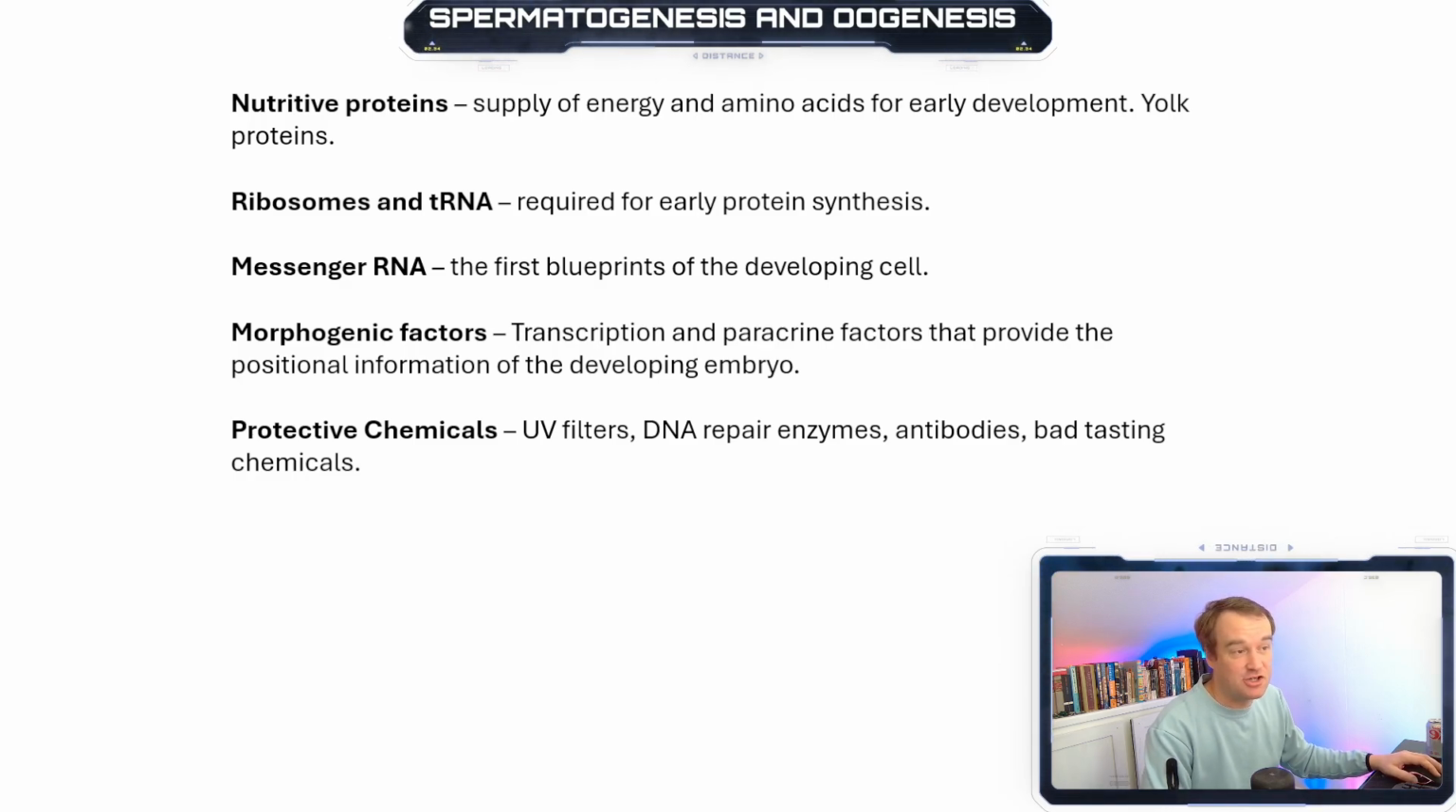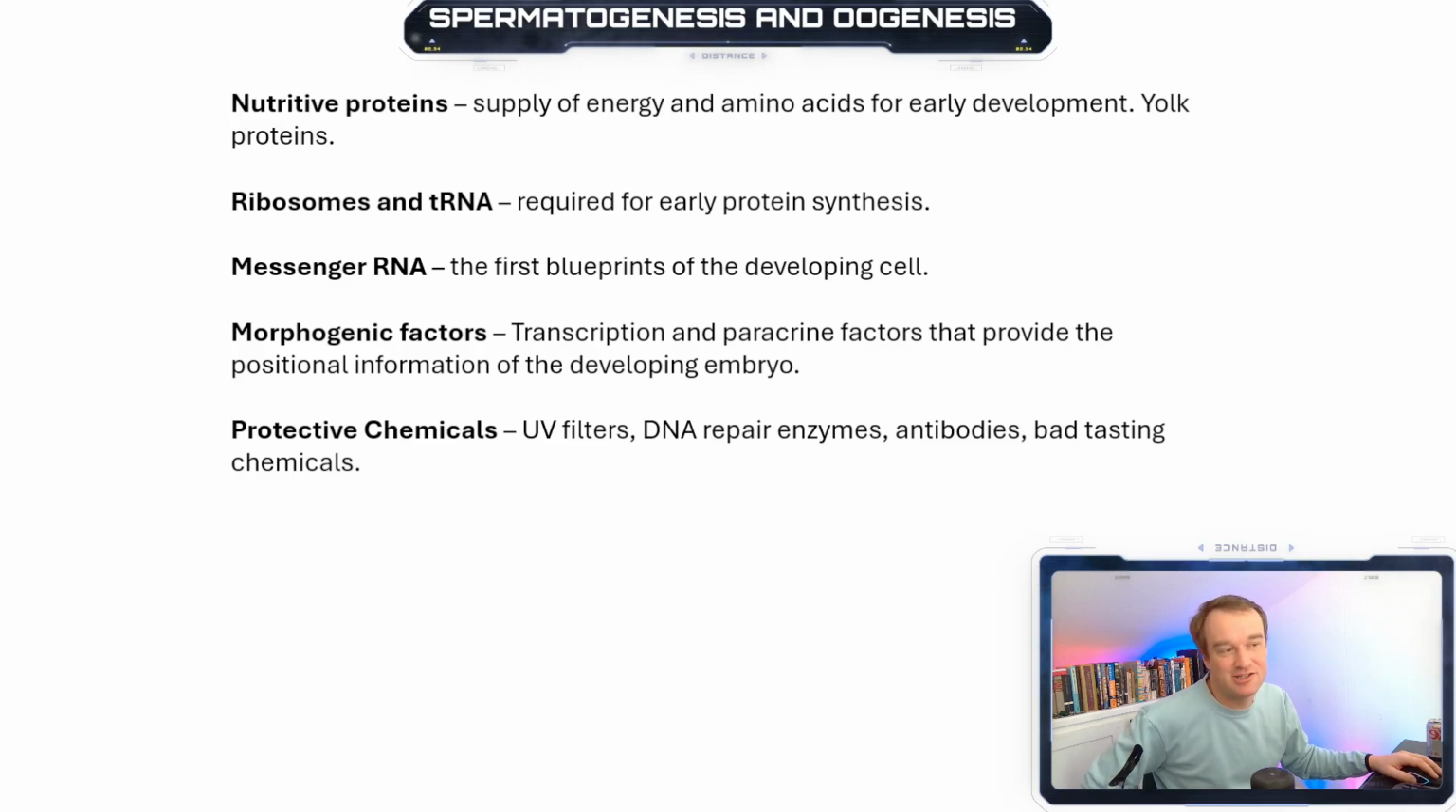Morphogenic factors, so these are transcription factors and paracrine factors that we'll get into a little bit later. But these provide positional information, right? So how do we know left from right, up and down, head to tail, etc.? We have these paracrine and juxtacrine factors that are already in the cell at the beginning. And it also has some, depending on the species.